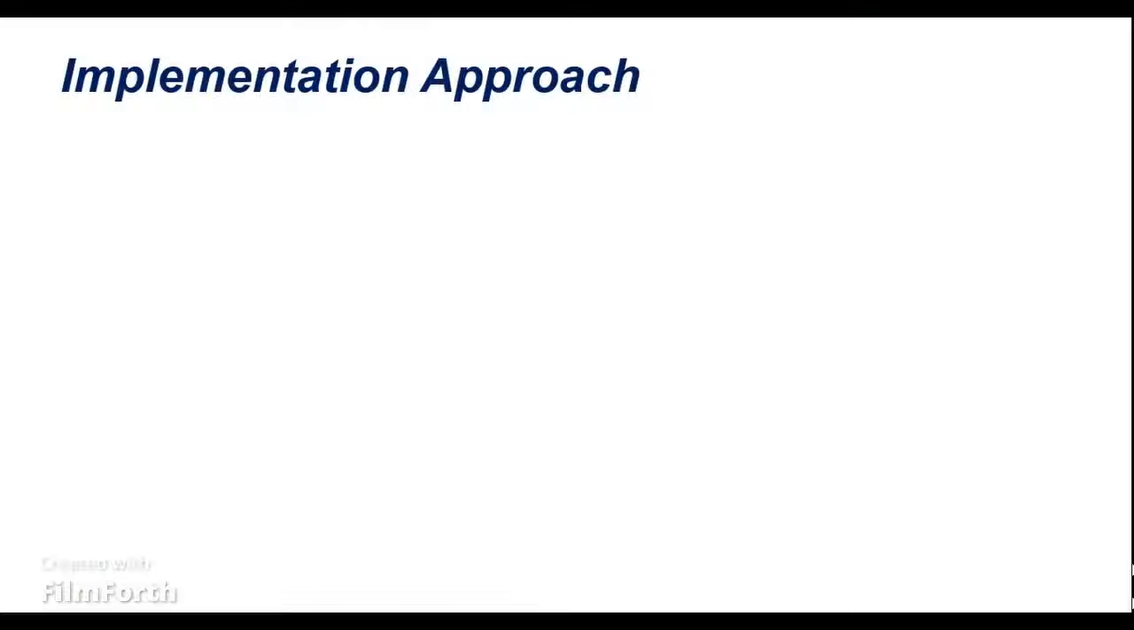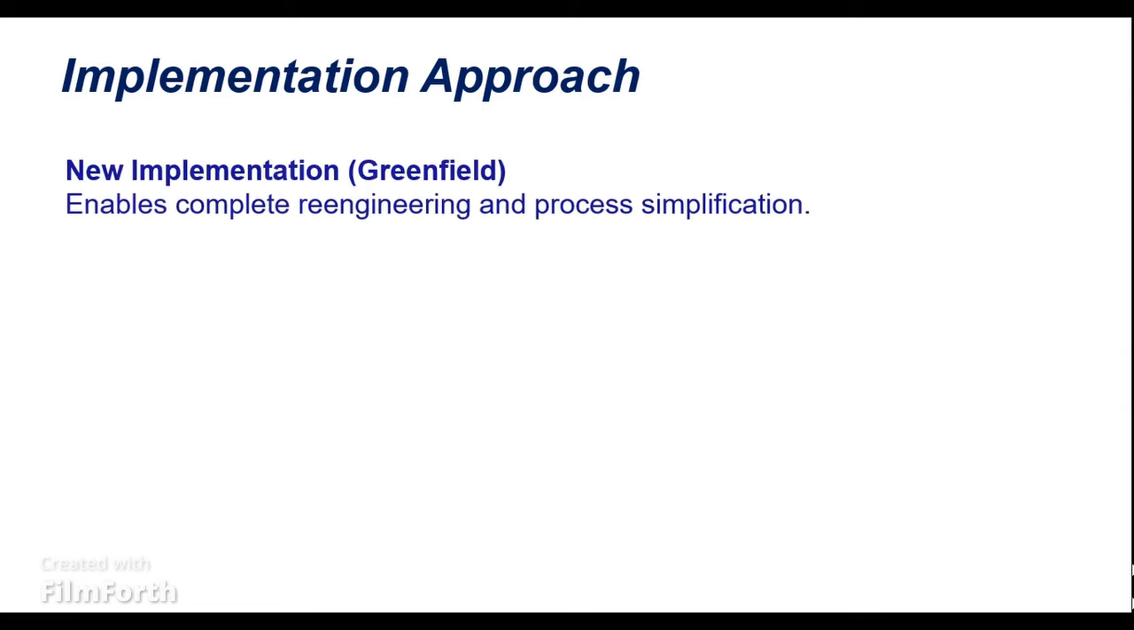So here we'll try to understand the implementation approach and what options we have in the implementation process. One of them is the greenfield implementation, which is also called the new implementation. The greenfield implementation basically starts from scratch. In this case, the customer will not have an existing SAP system, or they might have one, but they would like to restructure everything, like updating their business processes into a fresh vanilla system.